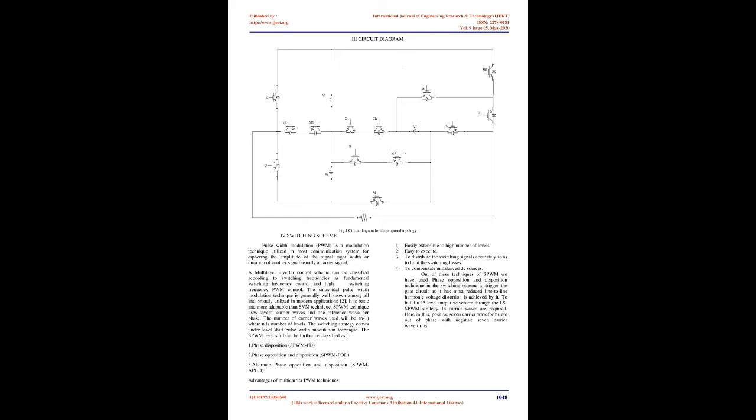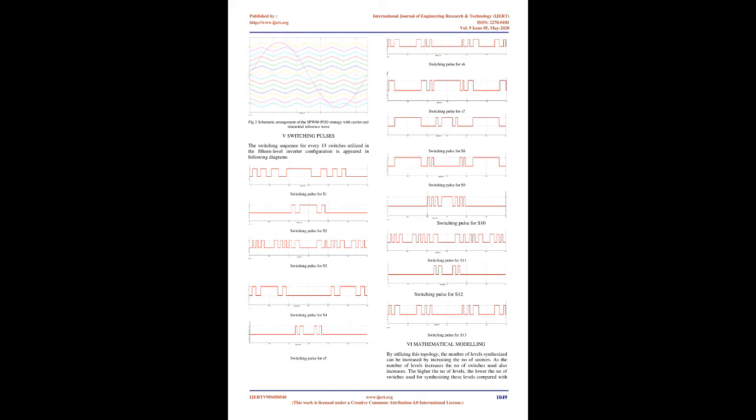4. Switching scheme. Pulse width modulation, PWM, is a modulation technique utilized in most communication systems for encoding the amplitude of a signal into the width or duration of another signal, usually a carrier signal. A multilevel inverter control scheme can be classified according to switching frequencies as fundamental switching frequency control and high switching frequency PWM control. The sinusoidal pulse width modulation technique is well known and broadly utilized in modern applications too. It is basic and more adaptable than the SVM technique.